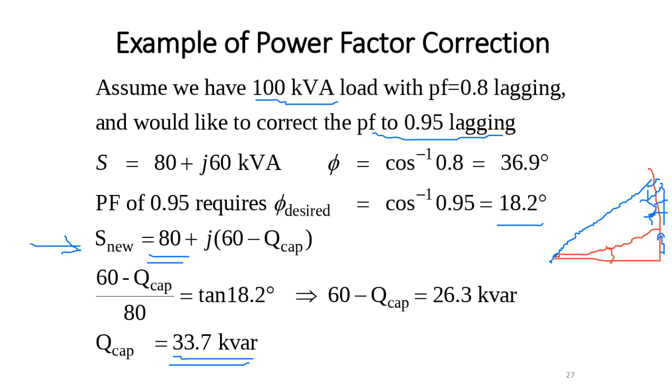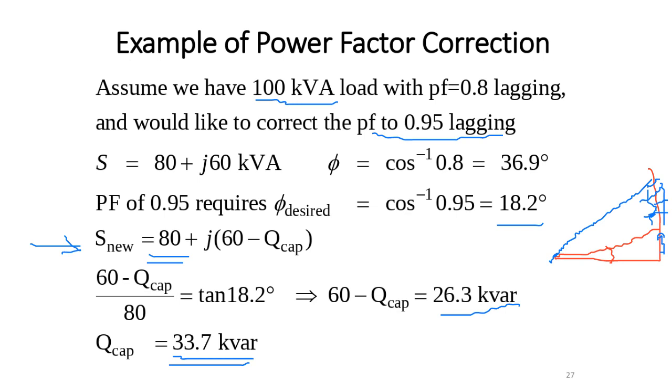From the capacitor. So how much will it be then? 33.7. How much will be from the load? How much will be from the generator? It will be 60 minus 33.7, which is this part.